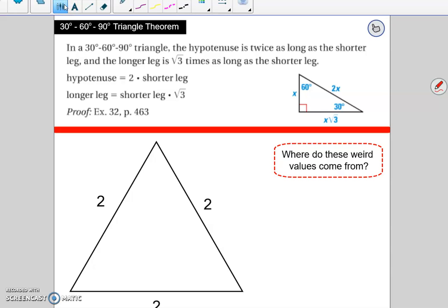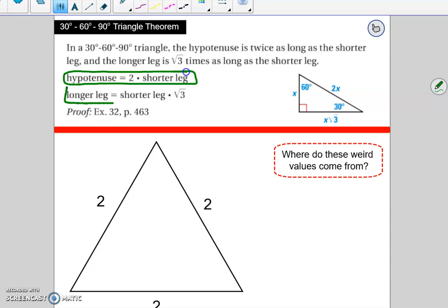All right, so now we're going to be talking about the other special right triangle, which is a 30, 60, 90 degree triangle. And again, we have two equations that are always going to be true, and they're always going to be true only for this type of triangle. Okay, so the first equation is this. The hypotenuse is twice as long as the short leg.